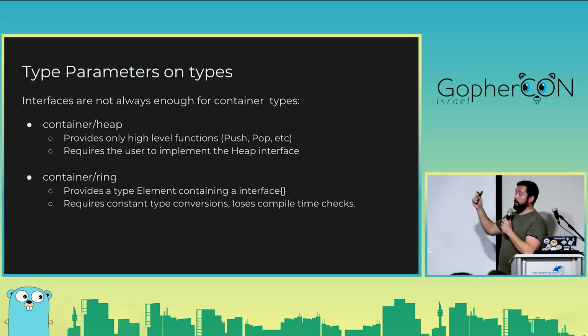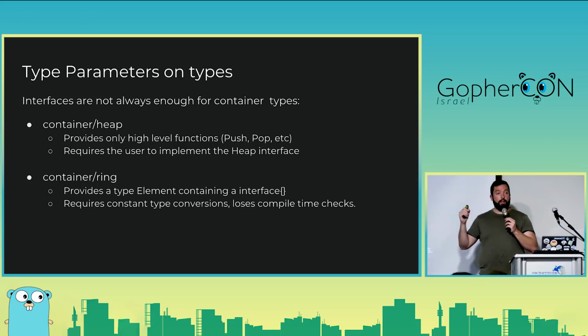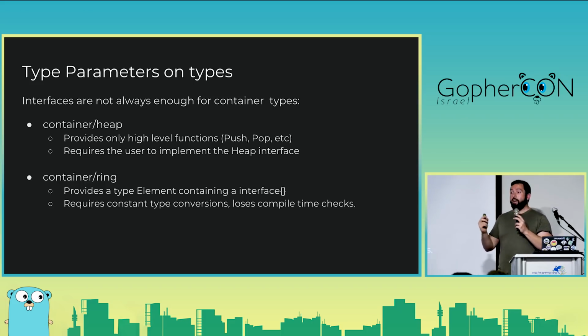And having the possibility of defining that type as a generic thing, of saying I have a heap of stuff, whatever it is, that would solve that problem. It would make it much easier for everyone to use the heap package. I invite you to try to use it, and then you tell me.